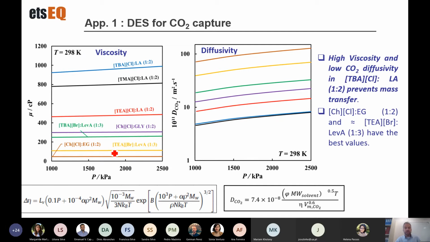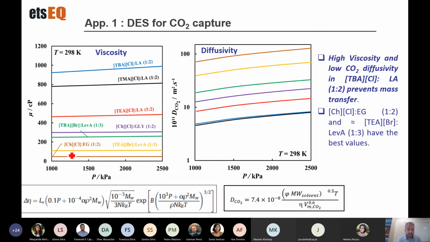Then we also check mass transfer effects by evaluating viscosity and diffusivity. I didn't go through that because I don't have time, but just keep in mind this idea that you can add additional treatments to the equation of state in order to evaluate other properties. In this case, the free volume theory was used to evaluate viscosity using the thermodynamic information taken from SAFT, and the diffusion coefficient was taken from the Wilke-Chang expression, also with the properties taken from SAFT and the free volume theory.